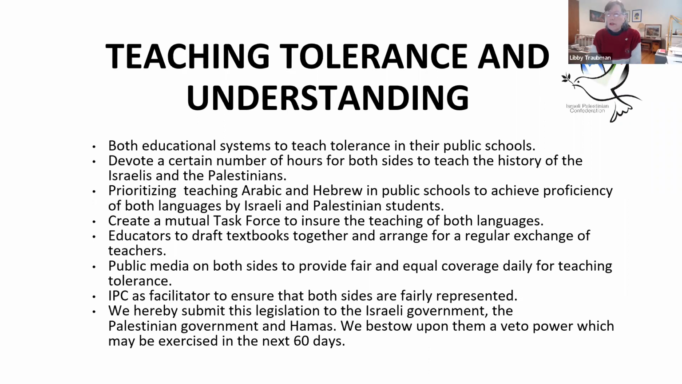Both educational systems to teach tolerance in their public schools. Devote a certain number of hours for both sides to teach the history of the Israelis and the Palestinians. Prioritizing teaching Arabic and Hebrew in public schools to achieve proficiency of both languages by Israeli and Palestinian students. Create a mutual task force to ensure the teaching of both languages. Educators to draft textbooks together and arrange for a regular exchange of teachers. Public media on both sides to provide fair and equal coverage daily for teaching tolerance. IPC as a facilitator to ensure that both sides are fairly represented.